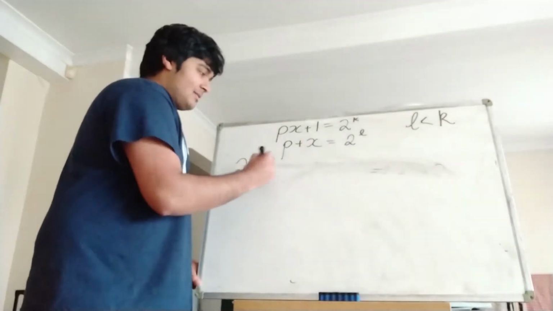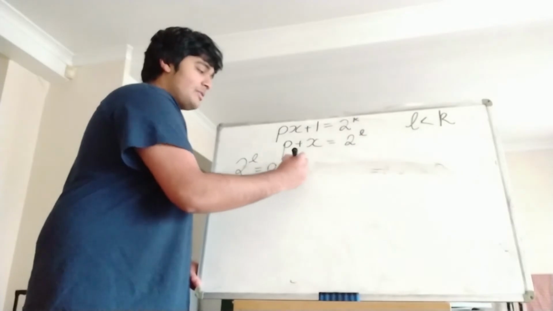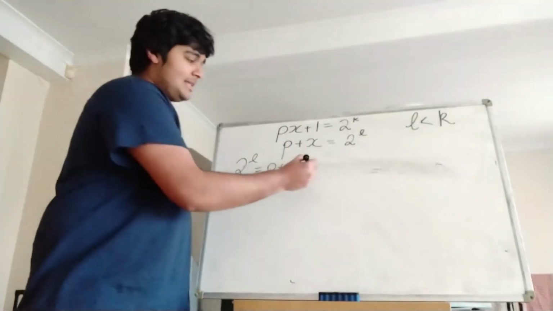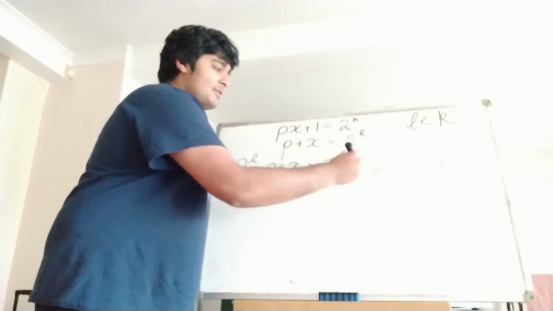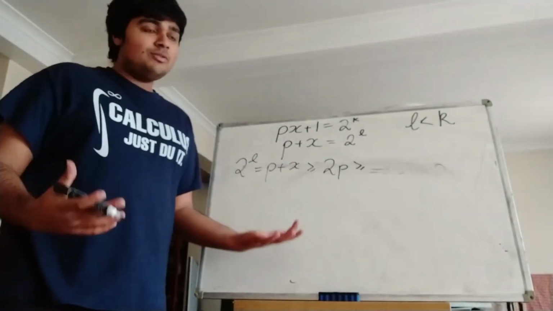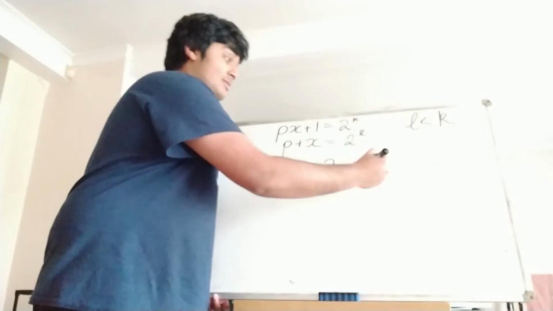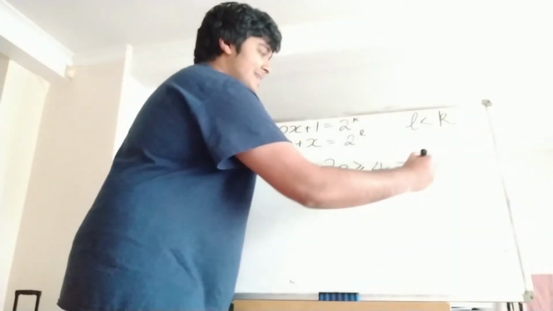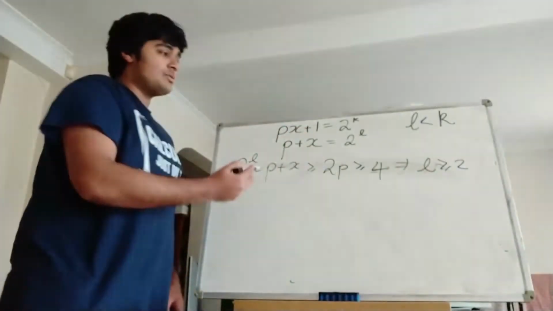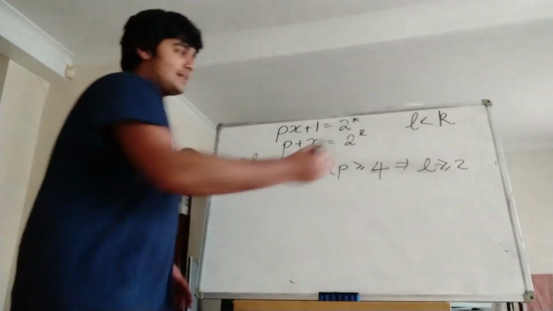We have that 2 to the l is equal to p plus x. But remember, we know that x is bigger than or equal to p, so this thing here is bigger than or equal to p plus p, which is just 2p. But we know the smallest prime number p is 2, so this thing here must be bigger than or equal to 2 times 2, which is 4. So then that tells us that l must be at least 2, because obviously 2 squared is 4. Okay, so that gives us another inequality. l is at least 2.